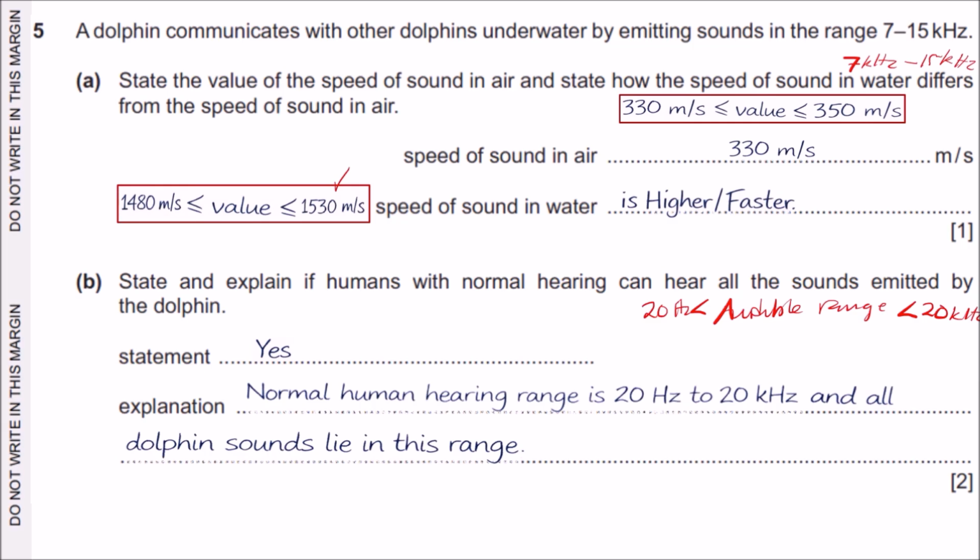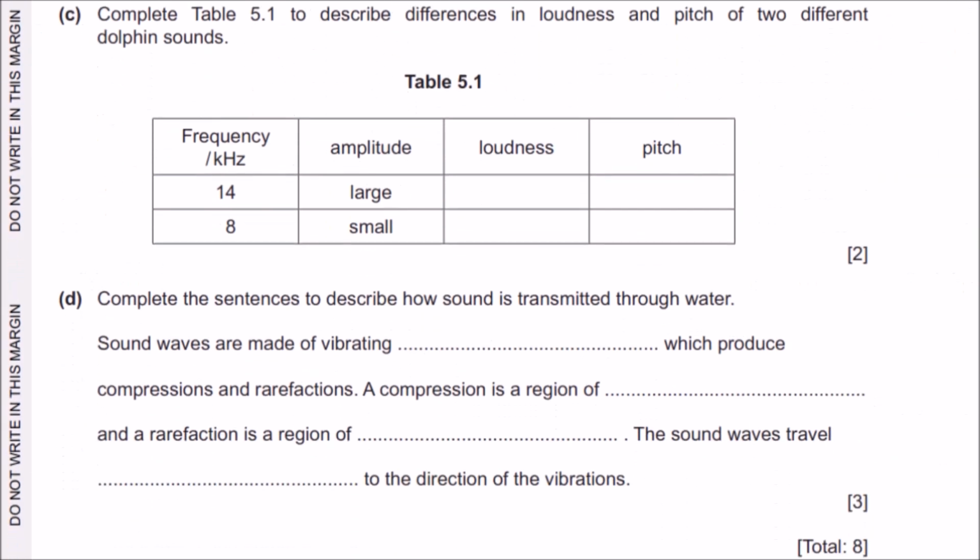Let's quickly move to part C. Part C reads, complete table 5.1 to describe the differences in loudness and pitch of 2 different dolphins. So there are 2 different dolphins. One is producing sounds of frequency 14 kilohertz with a very large amplitude, while the other one is producing 8 kilohertz with a small amplitude. For us to complete this table on loudness, we need to understand the relationship between loudness and amplitude.